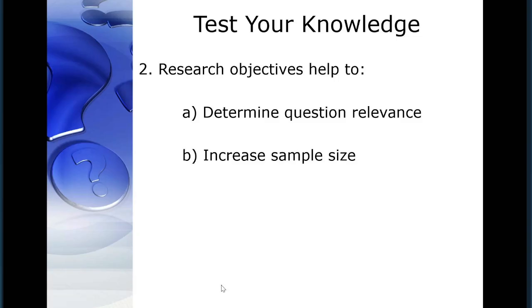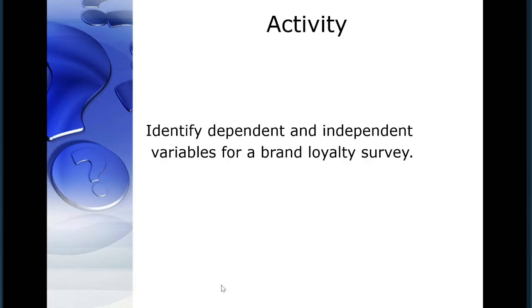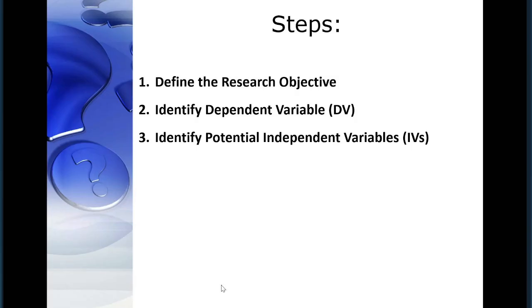Now you can perform an activity to understand or explore this concept better. You can identify dependent and independent variables for a brand loyalty survey. Now, how to perform this? I'll explain the steps. So you need to define the research objective. For this, you can establish the goal, such as identifying factors affecting brand loyalty. Then you can identify dependent variables or DVs, which in this case is brand loyalty, the primary outcome that the survey aims to measure.